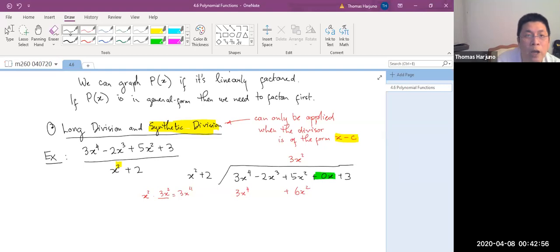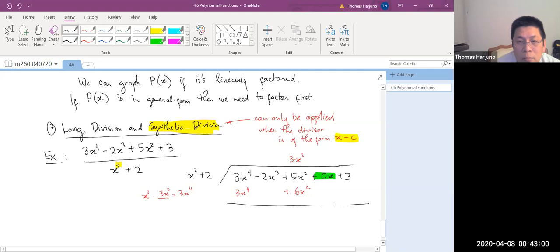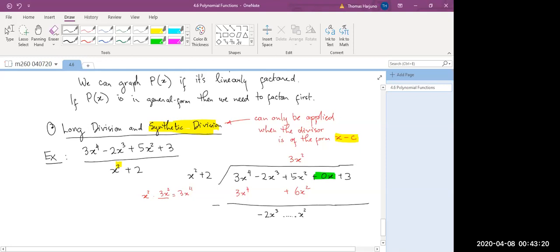Then I will subtract. Of course, when I subtract, the 3x to the 4 is supposed to cancel, and I have 2x cubed, plus or minus here for the x squared term. It's not plus, it's minus. Repeat again. It's minus 6x squared.